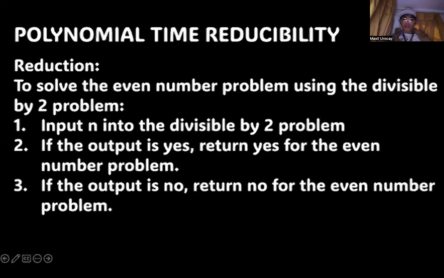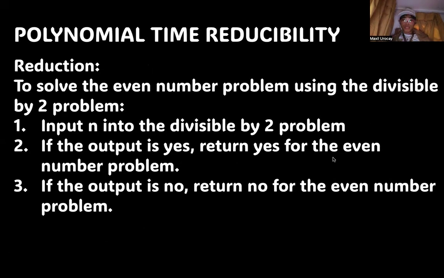To solve the even number problem using the divisible by two problem, first we pass the input n into the divisible by two problem. If the output is yes, return yes for the even number problem. If the output is no, return no for the even number problem. So in that example, we are going to solve the even number problem using the divisible by two problem.